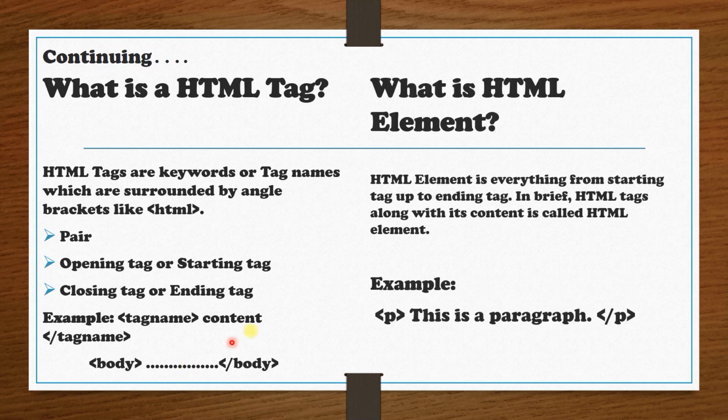Then, what is an HTML element? To make it short, we can say HTML tags along with their content are called an HTML element. We have a definition also in here. It says HTML tags along with its content is called an HTML element, or we can say an HTML element is everything from the starting tag up to the ending tag. Here's the example that we have HTML text, and inside that we have content, and totally it is called an HTML element.